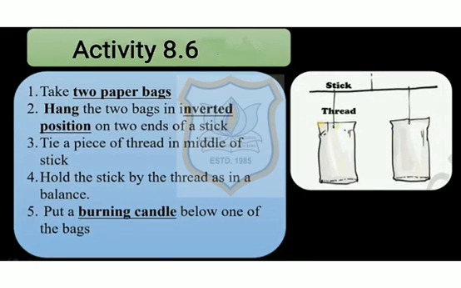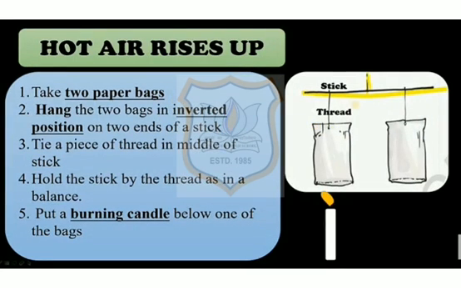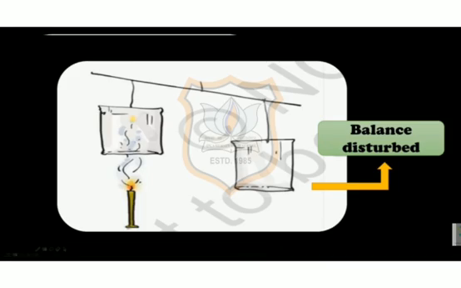Firstly, take 2 paper bags, then hang the 2 bags in inverted position on the 2 ends of a stick. Then tie a piece of thread in the middle of the stick. Hold the stick by the thread as in a balance. Put a burning candle below one of the bags. You will observe that the balance of the bags gets disturbed.